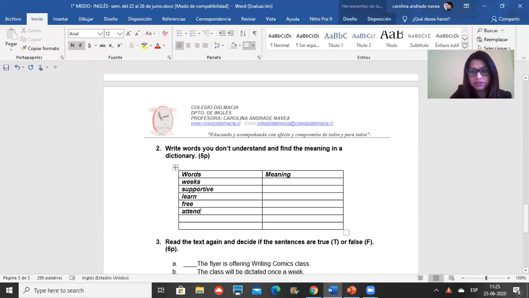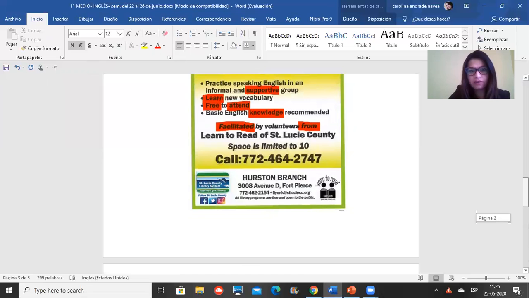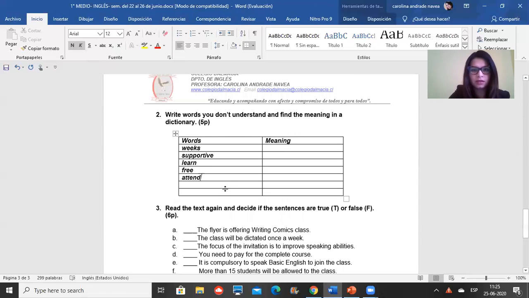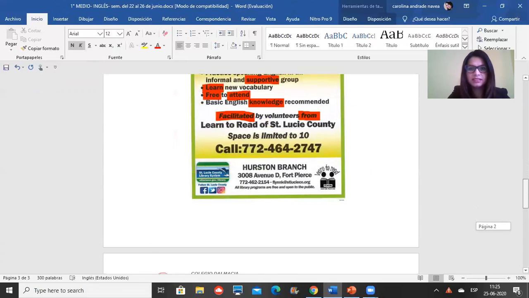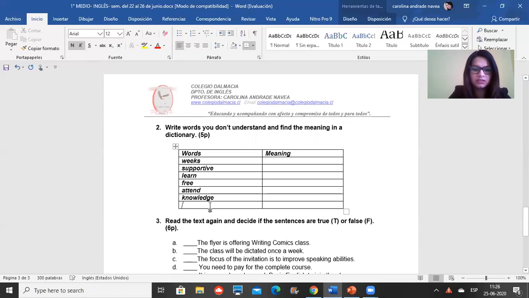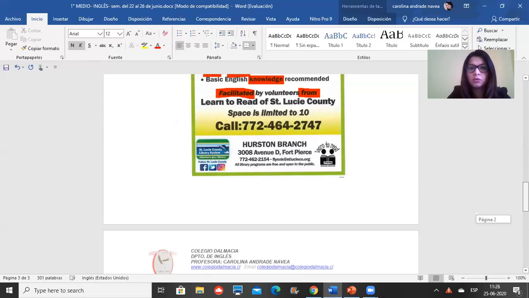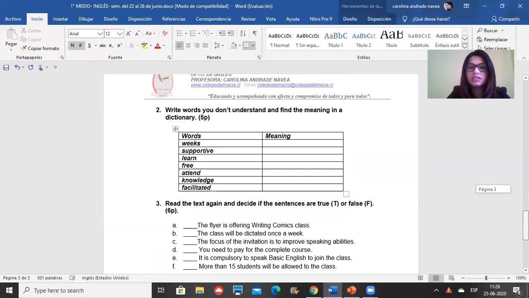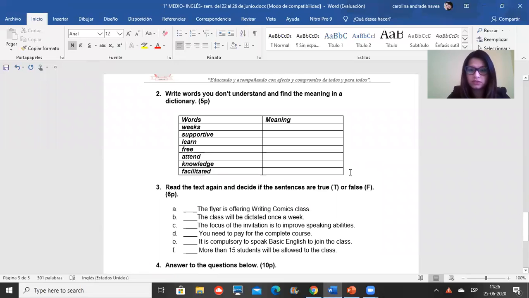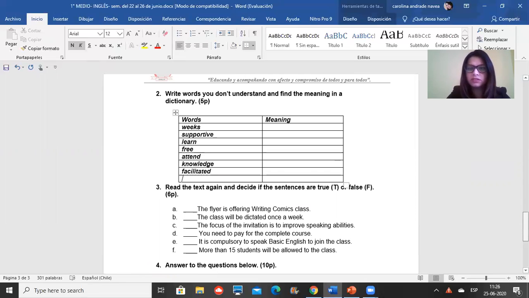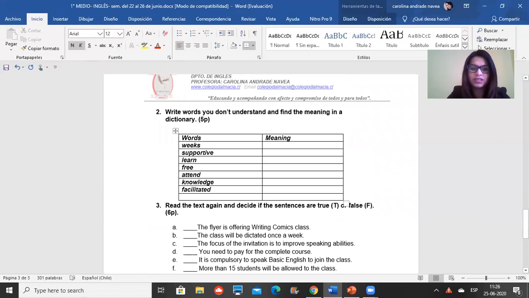But still I have more words. I have knowledge. Okay, I'm going to write here knowledge. I have facilitated. I'm going to write here facilitated. And still I have one more, which is from, right? So I'm going to add one more cell here. Okay, and I'm going to write, what was the word? From, okay? There it is.